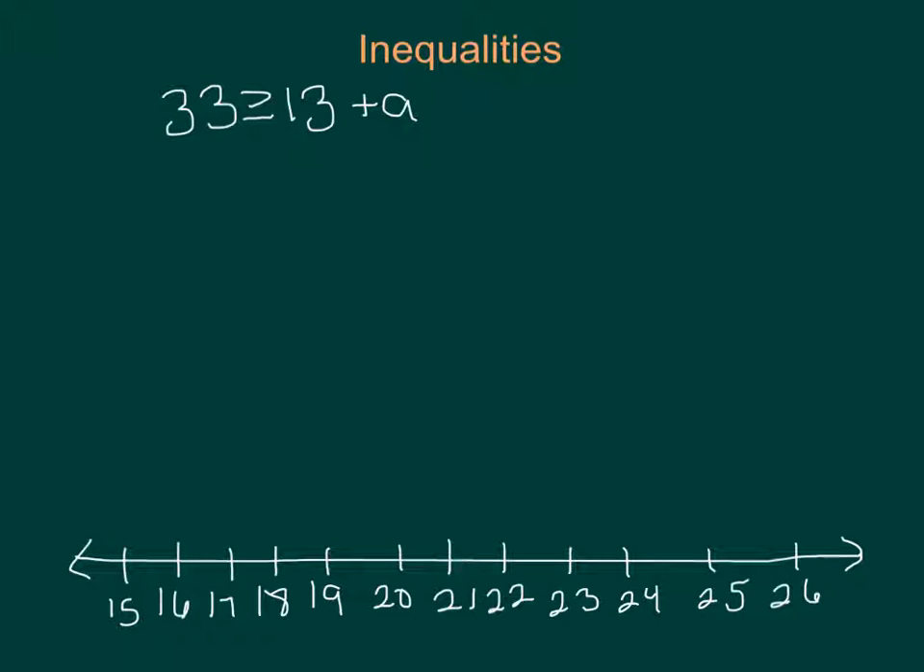Okay, with inequalities, we're going to use inverse operations to solve, same as we do with equations. So we're trying to get a by itself. The opposite of plus 13 is minus 13. So 20 is greater than or equal to a. Now we just need to take our solution and graph it.